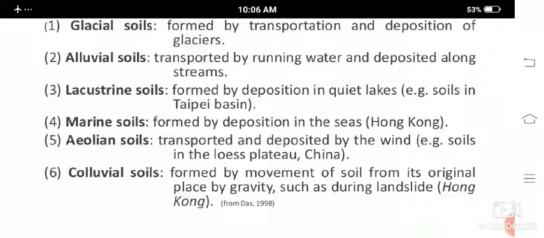And next is aeolian soils. This type of soil is transported and formed whenever the wind blows. An example of such soil is loess, which is formed in China. Next is colluvial soil. This soil is originally formed by gravity, that means by whatever landslide is taking place, based on that this soil is formed.